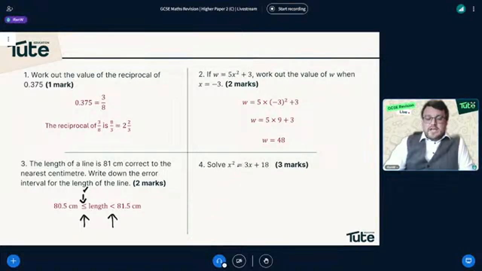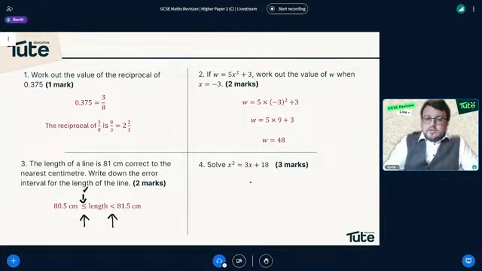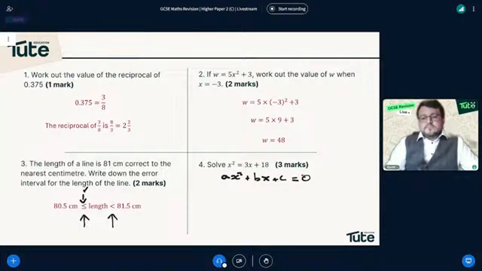Right then, solve x squared equals 3x plus 18. Now, most people would look at that and go, "Oh no, how do I solve that?" Because you don't see this shape usually. The usual shape for this type of solution is this one. Right? It's a quadratic. I know it's a quadratic because of that x squared.